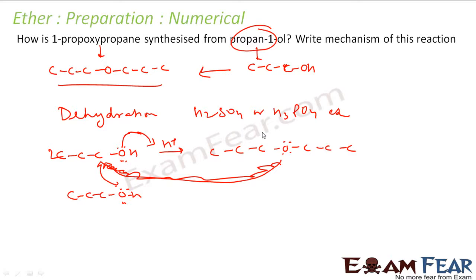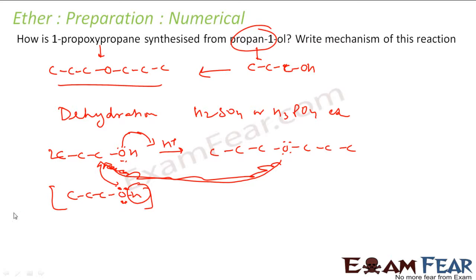So first is the protonation, and once protonation is done, then is the nucleophilic attack. This one is the nucleophile here. This will attack this, right? And then I have a deprotonation. I'll remove this extra hydrogen actually. This hydrogen, you'll remove it. Three steps. Let me draw it.